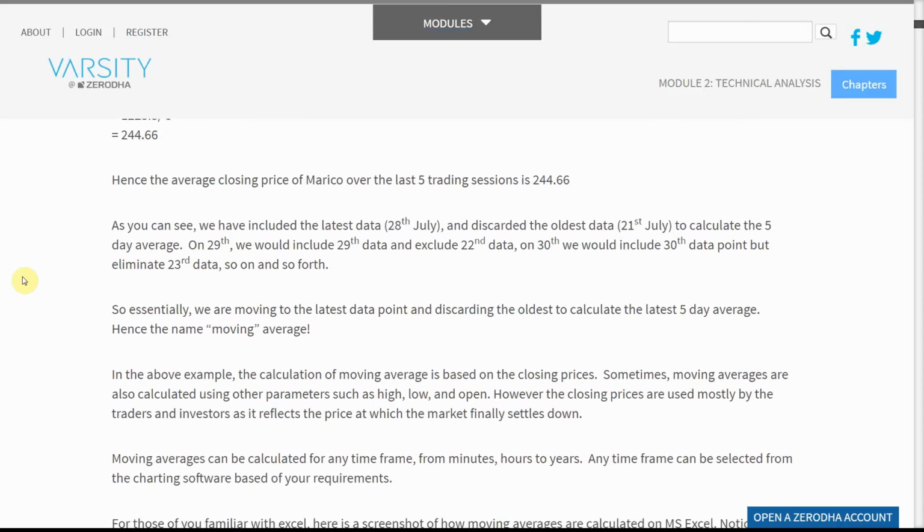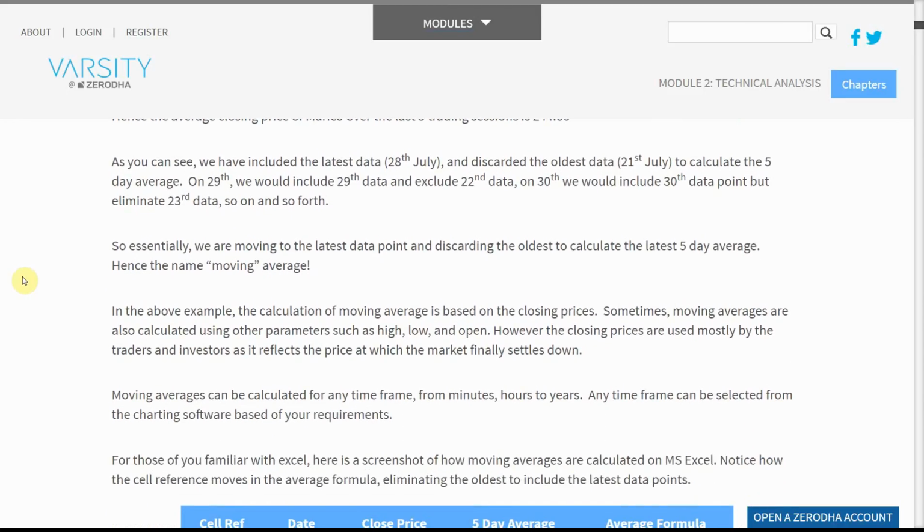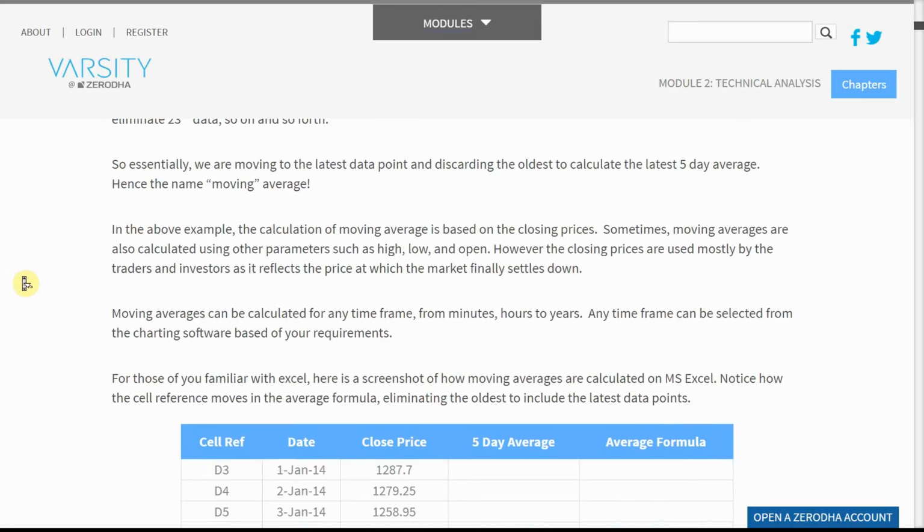As you can see, we have included the latest data, the 28th of July, and discarded the oldest data, the 21st of July, to calculate the 5-day average. On 29th, we would include 29th data and exclude 22nd data. On 30th, we would include 30th data point but eliminate 23rd data. So on and so forth. Essentially, we are moving to the latest data point and discarding the oldest to calculate the latest 5-day average. Hence the name, moving average.